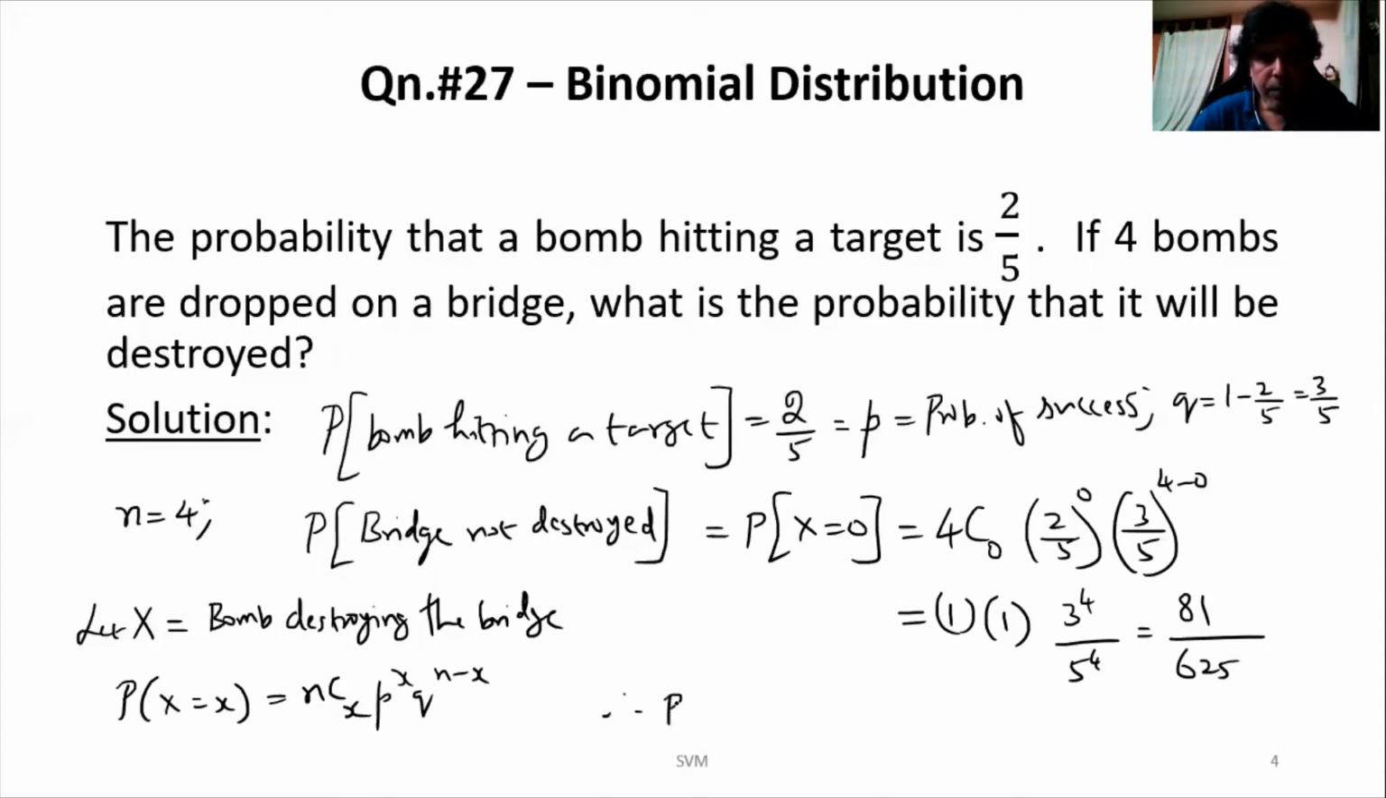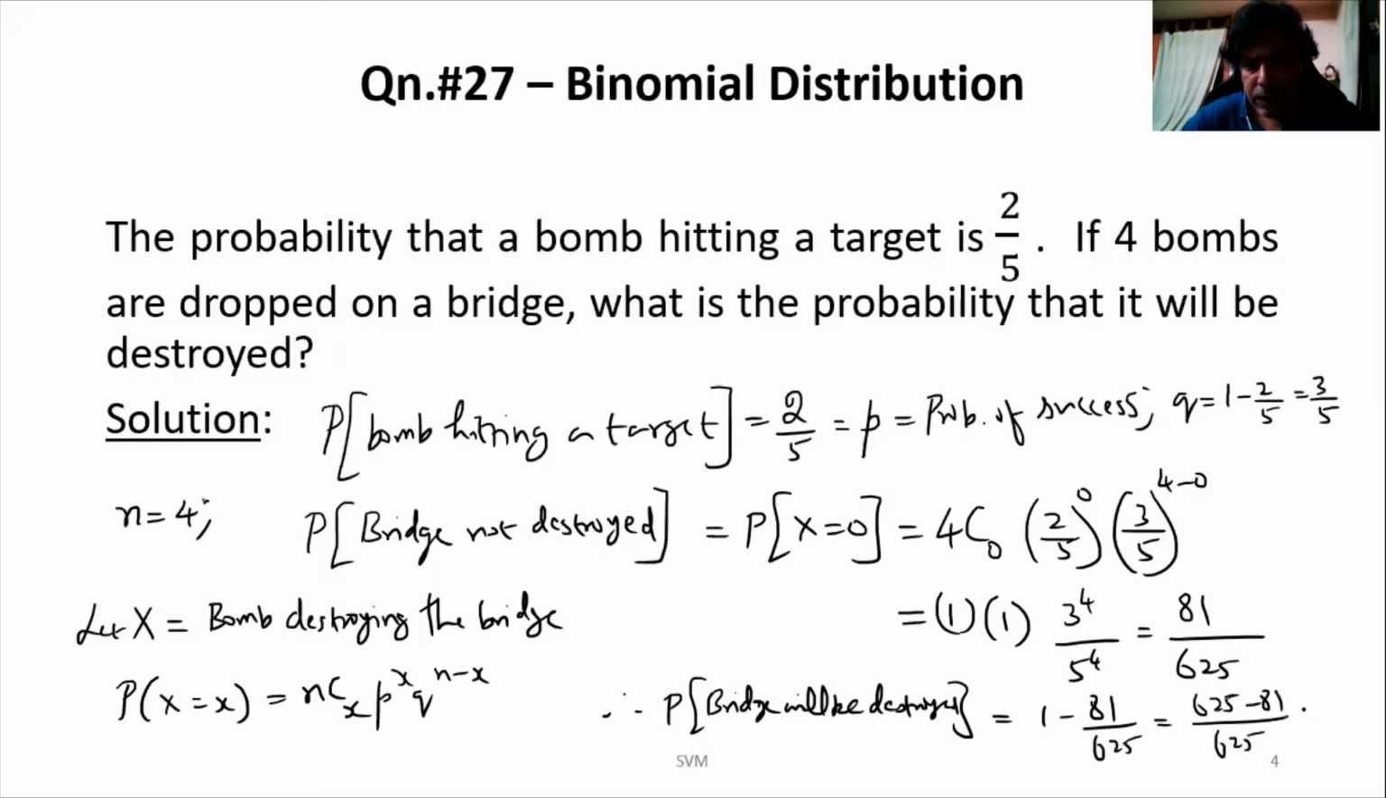Therefore, the probability that the bridge will be destroyed will be 1 minus this 81 by 625. So it becomes 625 minus 81 by 625. So that result will be 544 by 625. So that works out to 544 by 625.